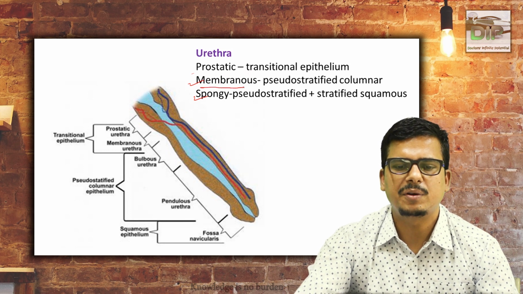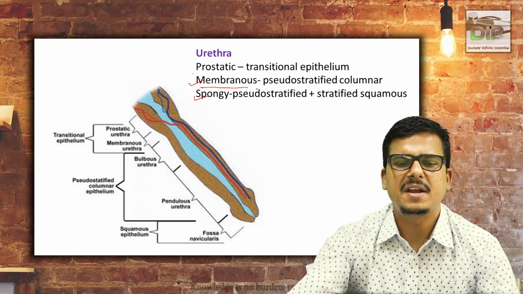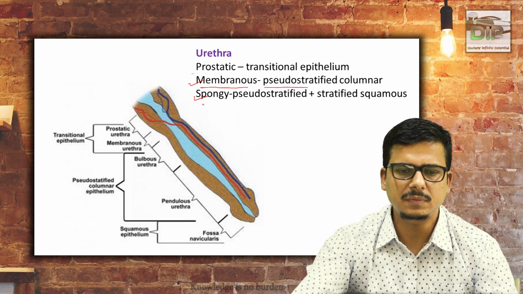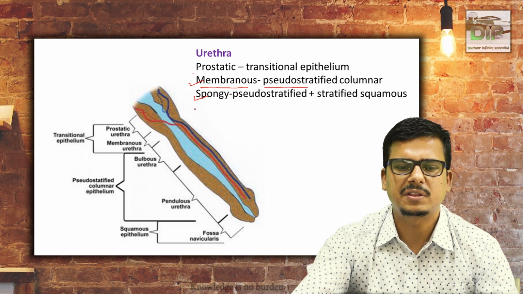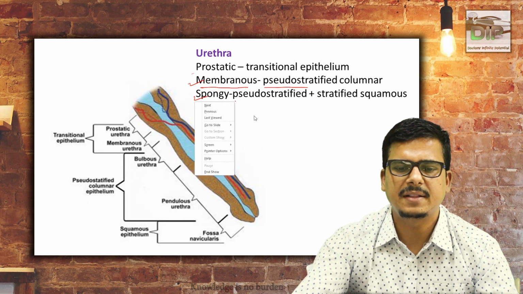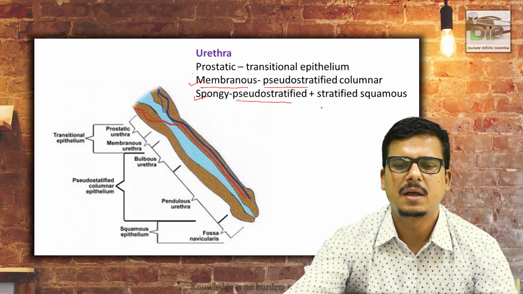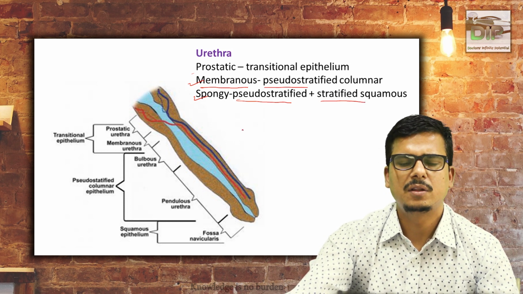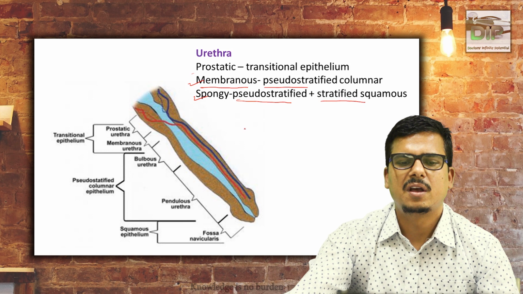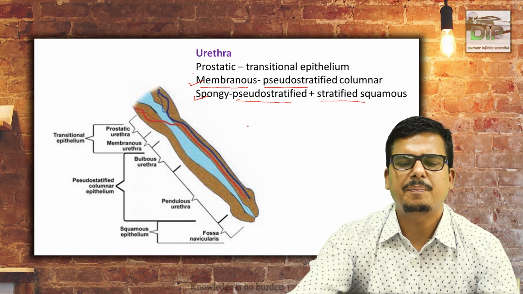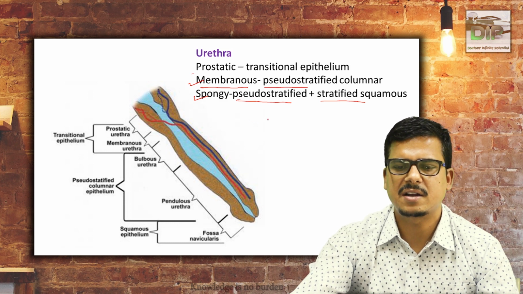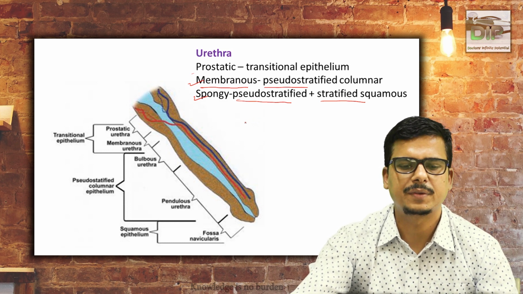That's why it shares the similar lining called transitional epithelium. The membranous part of the urethra passes through the deep perineal pouch, and its lining is pseudostratified columnar epithelium. The spongy urethra is the part of the urethra which lies within the penis. Its proximal part is lined by pseudostratified epithelium and the distal part is lined by stratified squamous epithelium. The female urethra is very short. The proximal part is lined by transitional epithelium, and the distal part is lined by stratified squamous epithelium.